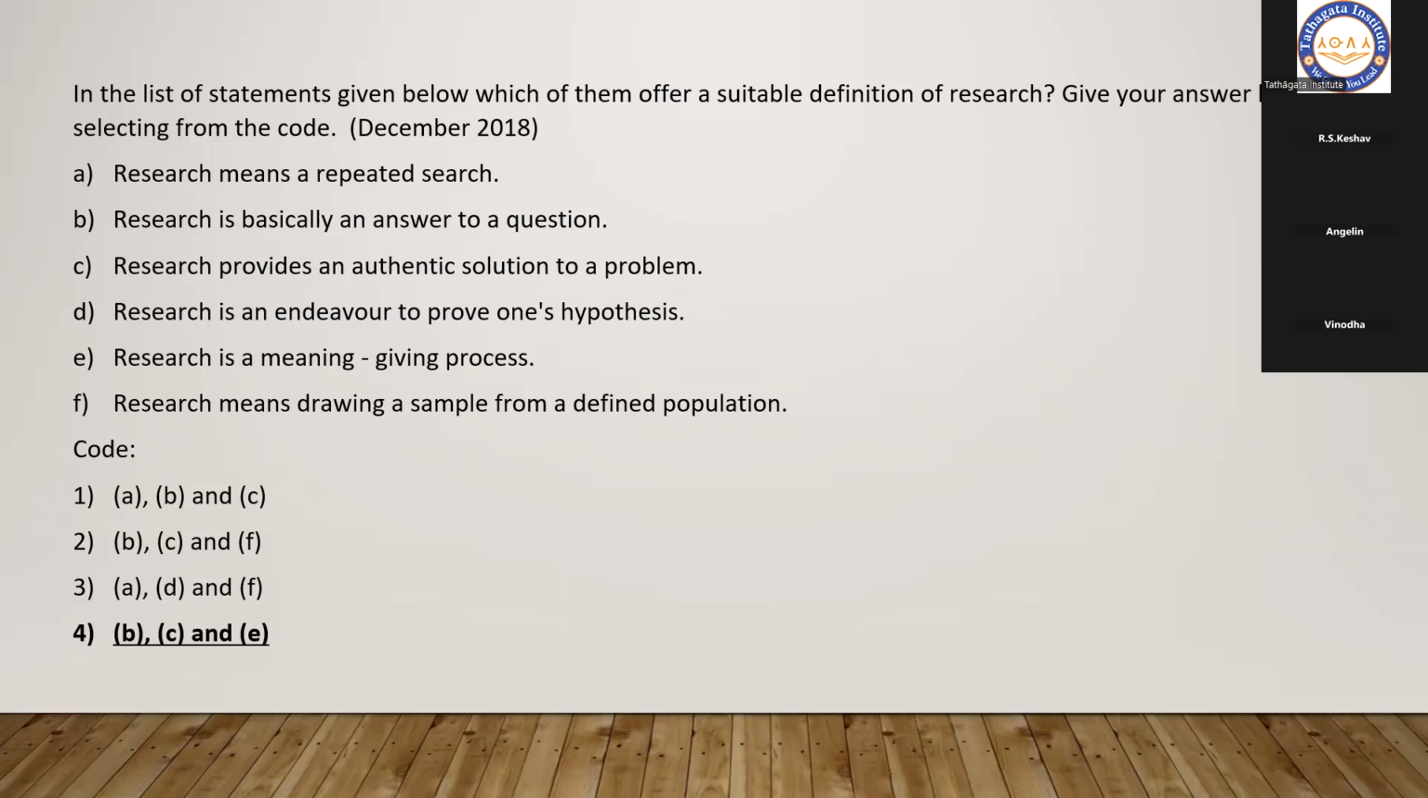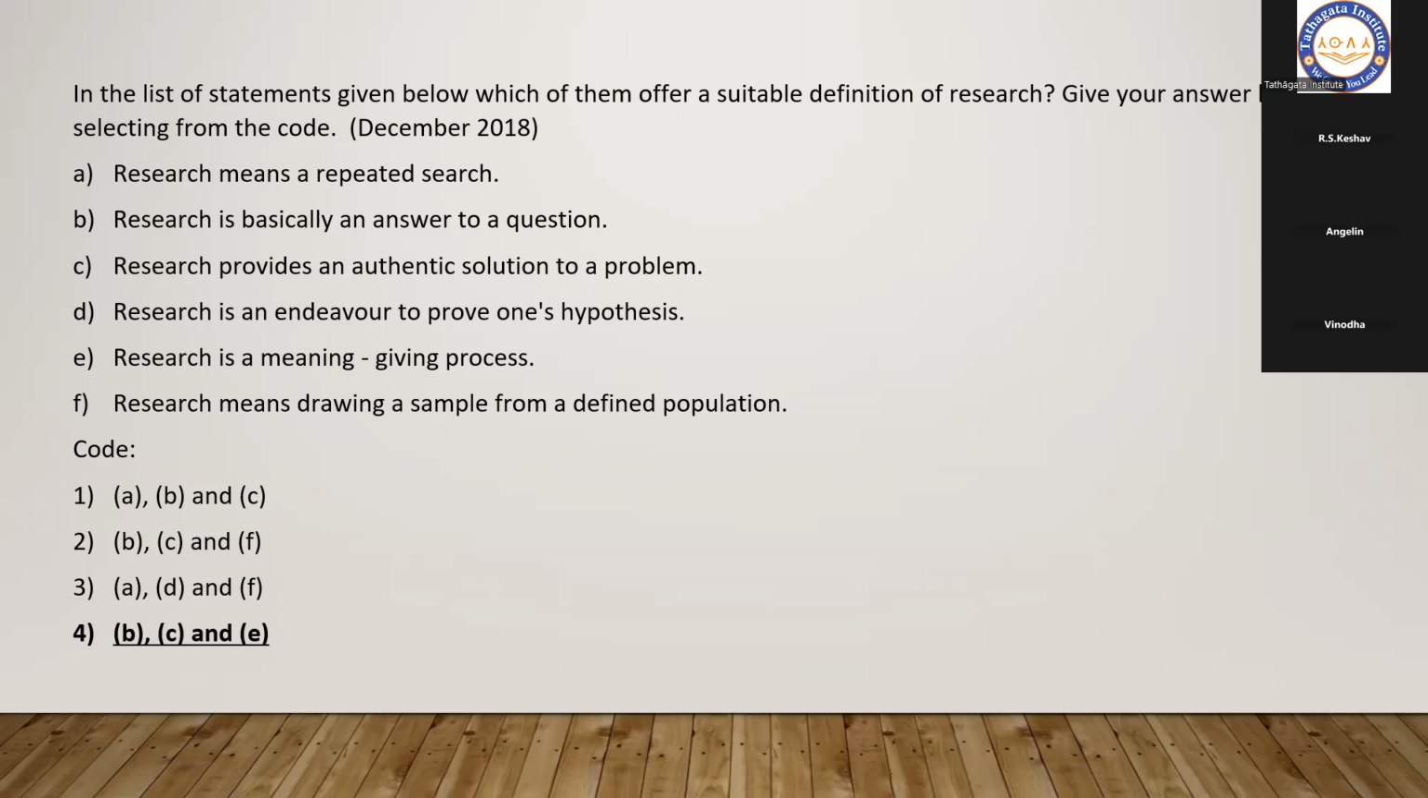These three are more apt. Research means repeated search is only the derivation, right? It is not the definition. Research means re-search. That's how we split the word. We saw that in the last class. It is how we split the word and understand the word. It is not a definition. Please be careful about definition and splitting the word. That's why we will not say the first one is the right answer. Okay, the first one will not suit.